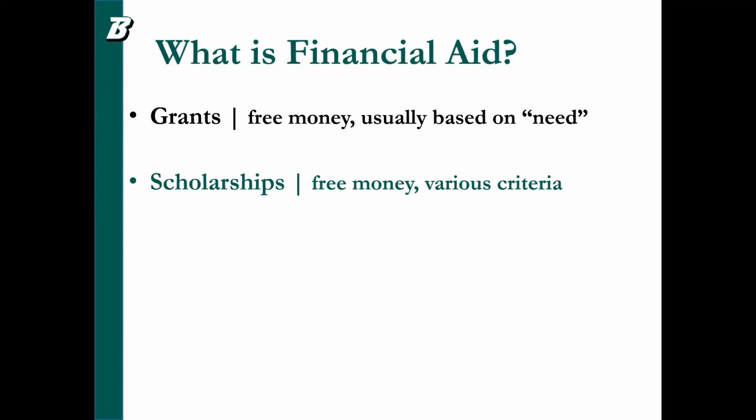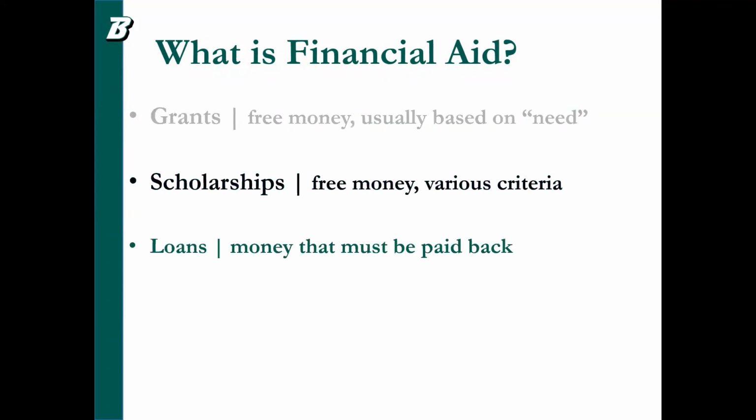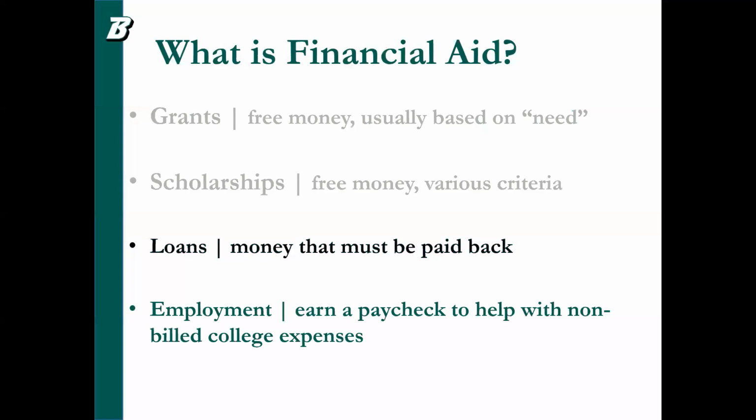Scholarships can be awarded to you based on various criteria. This is also free funding that doesn't need to be repaid. Loans can also be borrowed to finance your education. These are required to be paid back. Employment can be another form of financial aid. You could have the opportunity to earn a paycheck to help with non-billed college expenses.